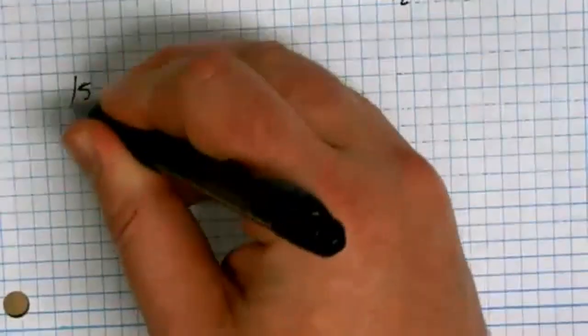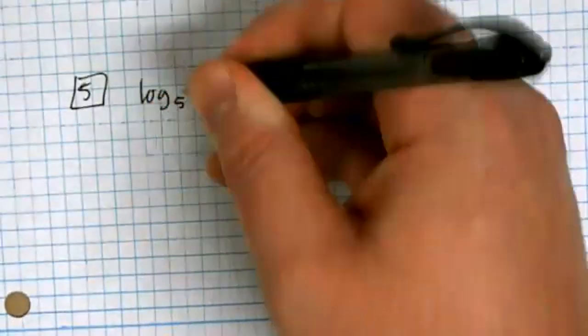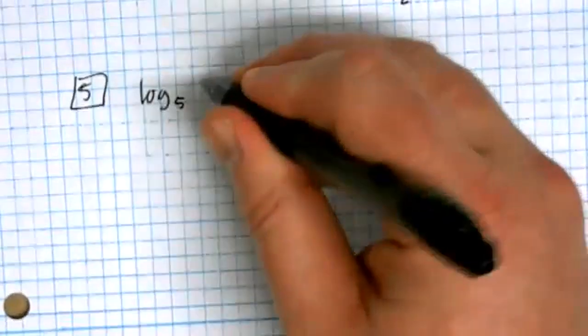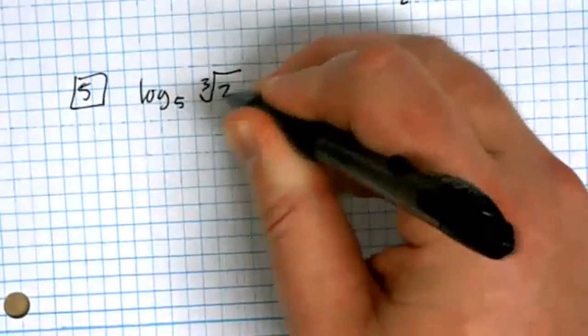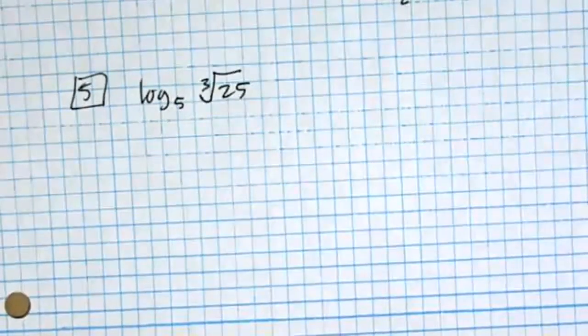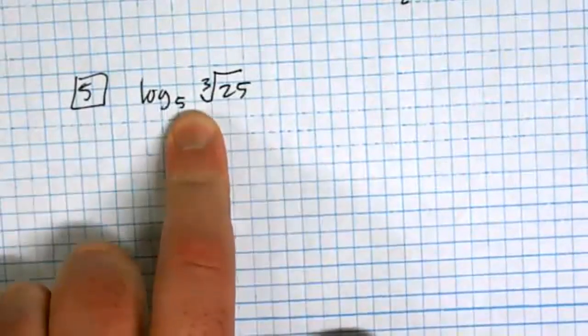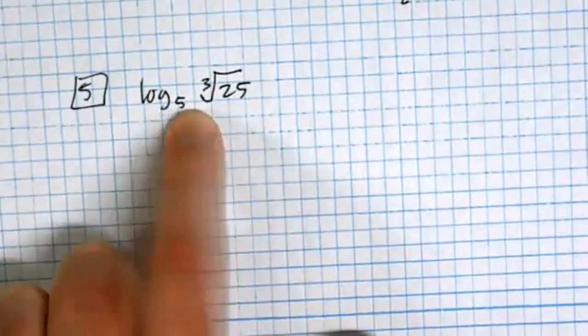Number 5. So we're going to evaluate the log base 5 of the cube root of 25. So on the review that you're going to be doing, I'm going to ask you to do something similar to this, and I'm going to ask you to show work. There's several different ways you can show work for this, okay? So some of you would be most comfortable turning this into kind of thinking about what we talked about in terms of translating what this log is.